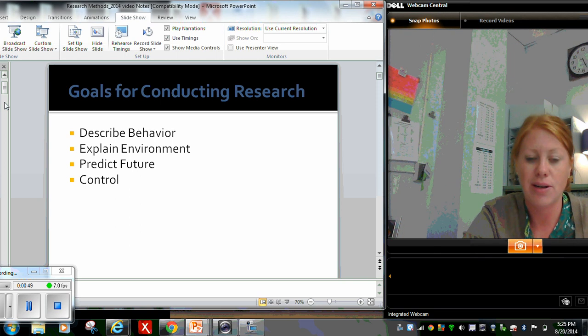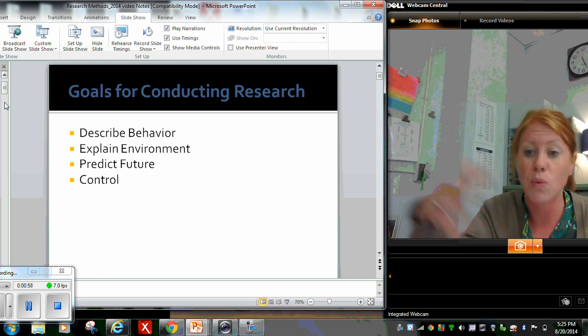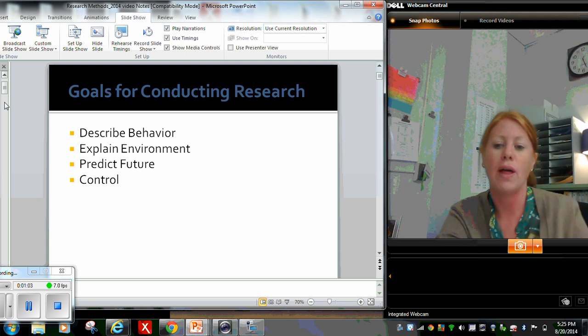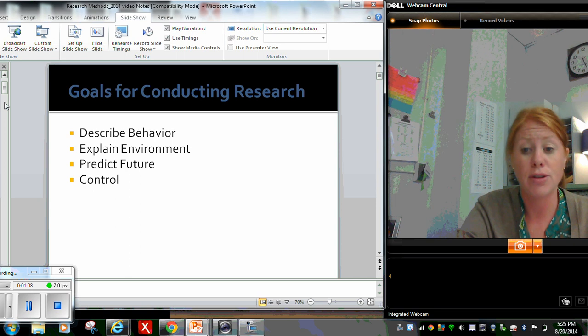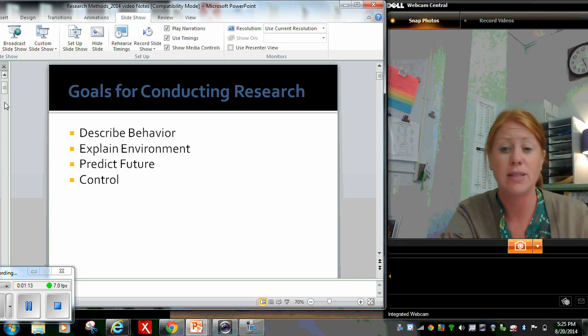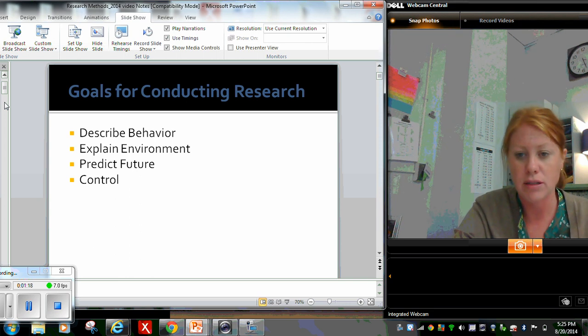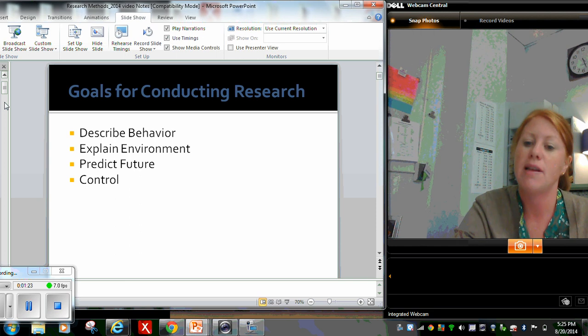Goals for conducting research. Big things that researchers try and do is they try and describe behavior. Maybe a behavior of a student. Okay? They try to explain the environment of what's going on. They try and predict the future. And then lastly, they try and control it. So maybe they start noticing that a lot of fights are going on in the hallway, and they're trying to understand why that's taking place, and maybe they notice it at a specific time period. So then they can try and control it, put some security guards in the hallway, and they try and predict when it's going to take place to help make a more safe environment.